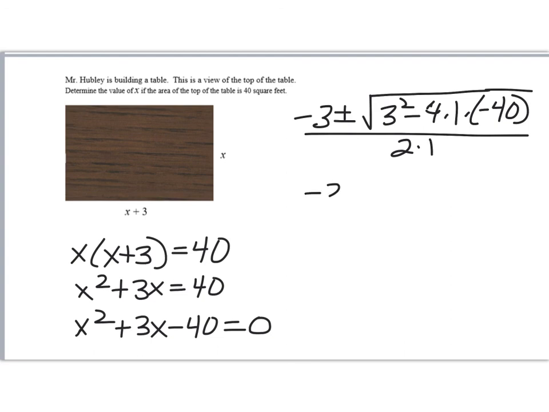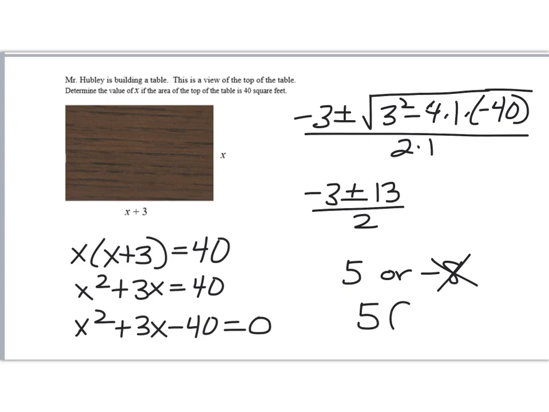Okay, so when I simplify that, I'm going to have 169 inside of the radical, and the square root of 169 is 13, all over 2. Well, when I do the addition, I'm going to get 10 over 2, which equals a 5. And if I do the subtraction, I get a negative 16 over 2, which is a negative 8. And again, we have to go back and look at the story problem. And the negative 8 does not make sense in the story problem because you can't have a negative measurement. And so the answer here is 5 feet.